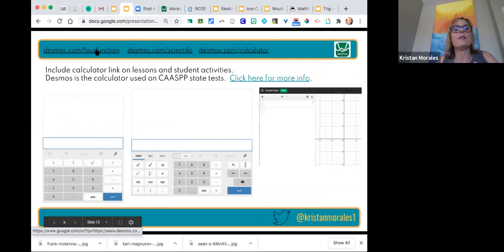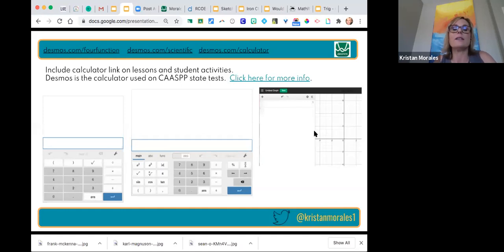I also highly recommend that you start using the Desmos calculators. Up here, I have the link to the four function calculator, the scientific calculator, and the graphing calculator, and they look like this. These are the calculators that are used on all the CAASPP tests. So why not start embedding those?